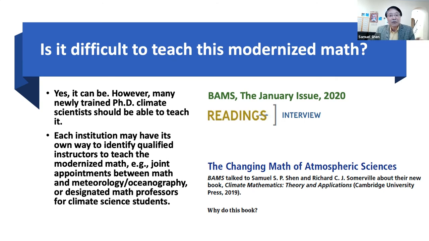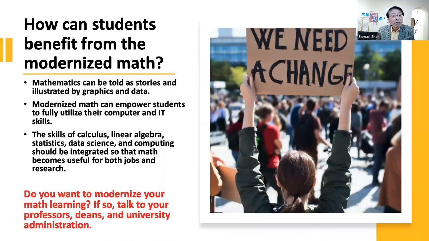It may be difficult for traditional faculty to teach this modernized math, but it should be easy for a newly trained PhD in climate science. While each institution may have its own way to identify qualified instructors to teach the modernized math, how about a joint appointment between math and meteorology? Now, how about having a designated math professor for climate science students? So modern math can fully utilize students' strengths in computer and IT skills. And math can be taught as stories, and math can be illustrated by graphics and data.